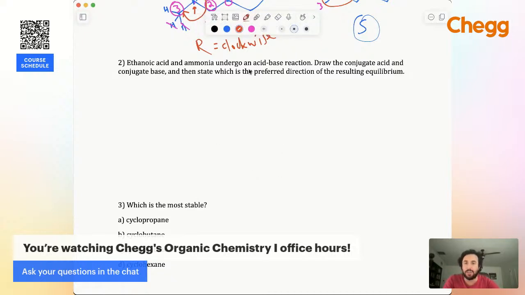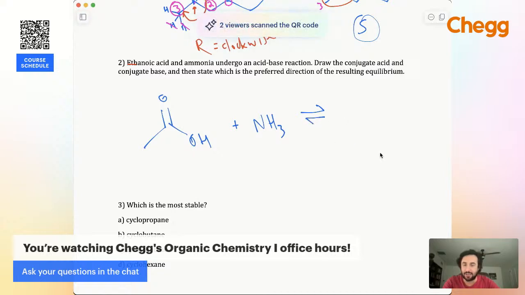Ethanoic acid and ammonia undergo an acid-base reaction. Draw the conjugate acid and conjugate base, and then state which is the preferred direction of the resulting equilibrium. So a little bit of nomenclature mixed up in here too. Ethanoic acid, we know that that's a carboxylic acid, and because of eth, we know that it is a 2-carbon carboxylic acid. And then ammonia obviously is NH3. And so we're going to have an equilibrium here with the conjugate acid and base.